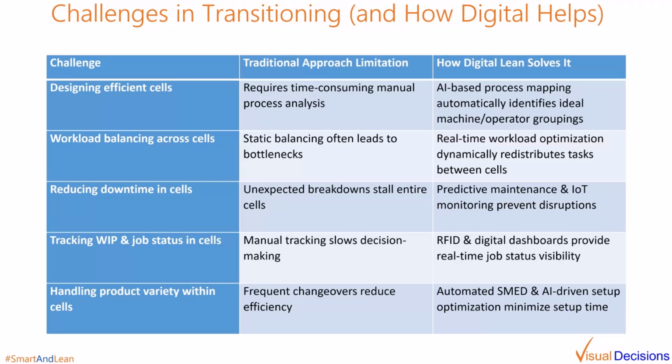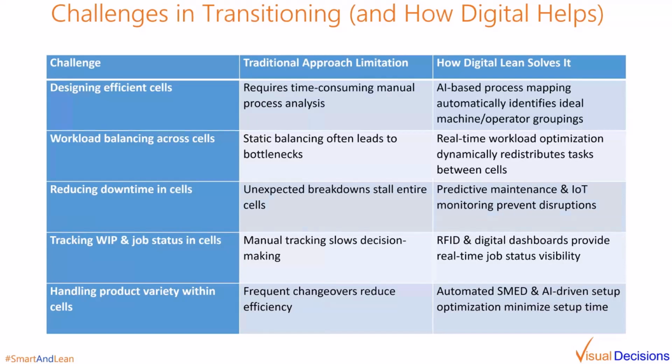Finally, handling product variety within the cells introduces complexity, especially when different products require unique setups or adjustments. And traditional lean methods such as SMED help reduce changeover times, but without automation, frequent setup changes can still create production slowdowns. These challenges highlight the need for digital lean solutions to ensure an efficient, balanced, and data-driven transition to cellular manufacturing.